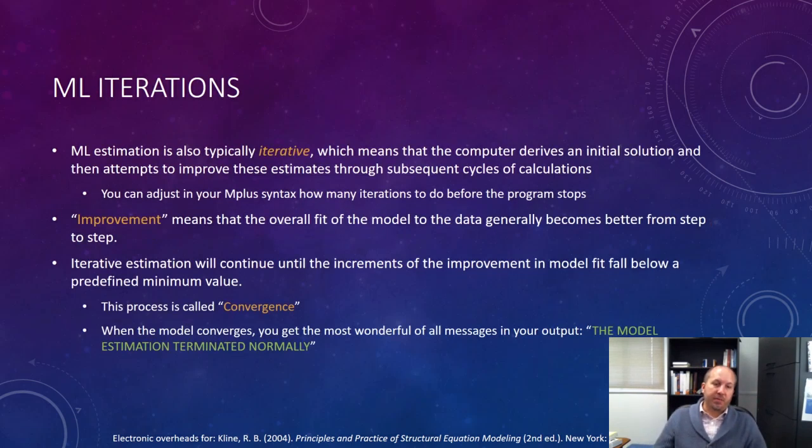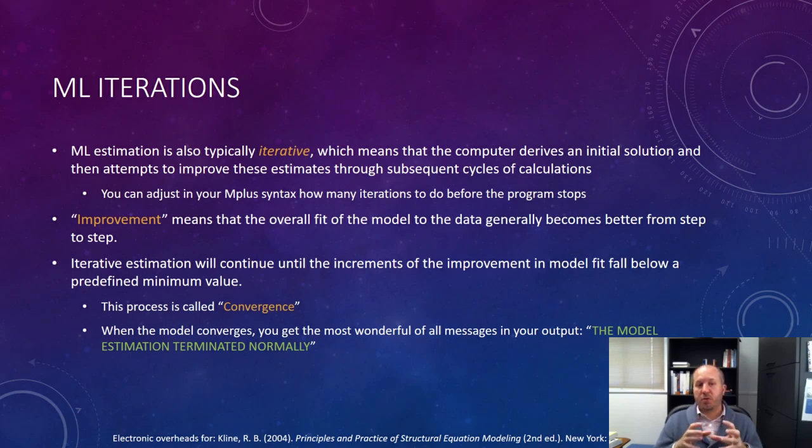Another piece about ML is that it is an iterative process. Iterative means doing it again and again and again. Like writing is an iterative process. You're going to be going back and forth and changing things and doing things over and over again. So when ML runs, it determines a starting value for each parameter, and then it's going to go back and redo it through subsequent iterations over and over and over again, trying to improve those estimates.